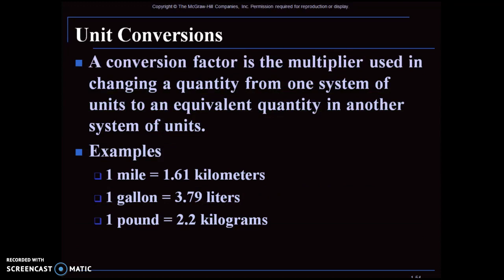A conversion factor is the multiplier used in changing a quantity from one system to an equivalent quantity in another system. For example, 1 mile is 1.61 kilometers, or 1 gallon is 3.79 liters, or 1 pound is 2.2 kilograms.